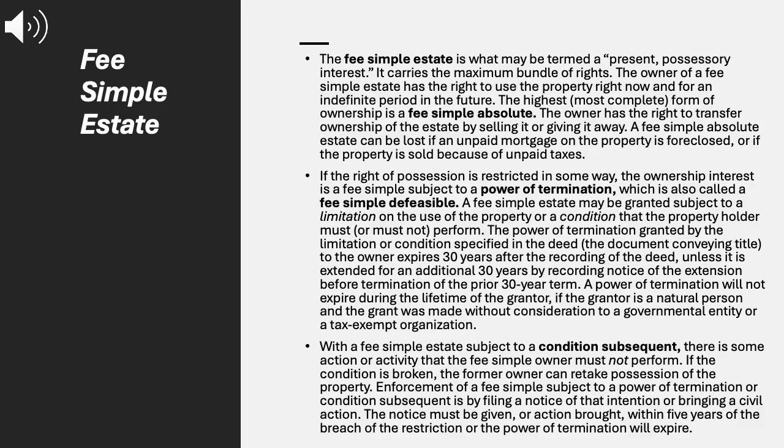A power of termination will not expire during the lifetime of the grantor if the grantor is a natural person and the grant was made without consideration to a governmental entity or a tax-exempt organization. With a fee simple estate subject to a condition subsequent, there is some action or activity that the fee simple owner must not perform. If the condition is broken, the former owner can retake possession of the property. Enforcement of a fee simple subject to a power of termination or condition subsequent is by filing a notice of that intention or bringing a civil action. The notice must be given or action brought within 5 years of the breach of the restriction, or the power of termination will expire.